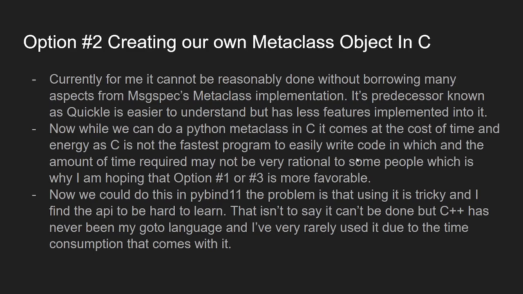The second option is creating our own metaclass object in C, which I'm calling heapstruct. But currently, there's no reasonable way of implementing it without borrowing from other written sources, which I find to be pretty disappointing. Its predecessor, known as Quickle, for me, was easier to understand than Msgspec was, but it has fewer features implemented, which can be good and bad. Now, while we can do Python metaclasses in C, it comes at the cost of time consumption, as well as giving up too quickly. I just don't feel like I would have the time and energy to pour in and actually do all this, especially since you have to compile everything and then test it, which can be kind of difficult.